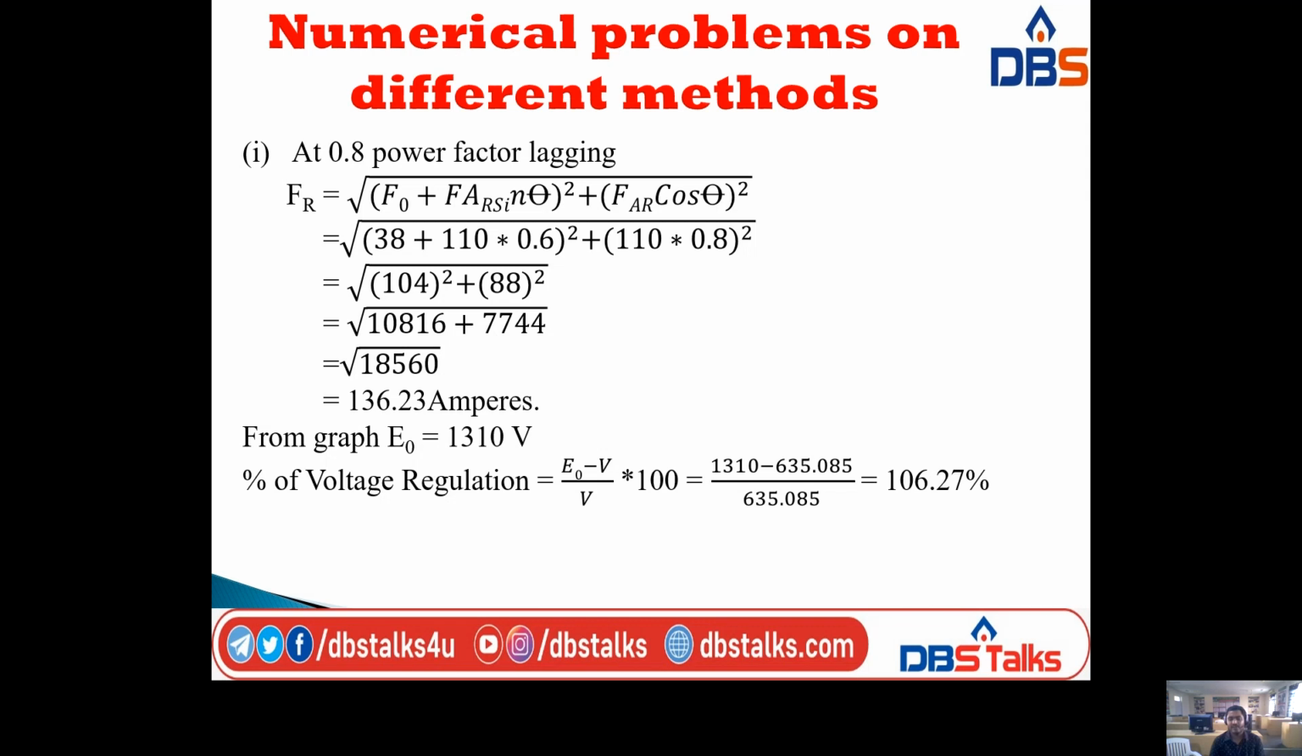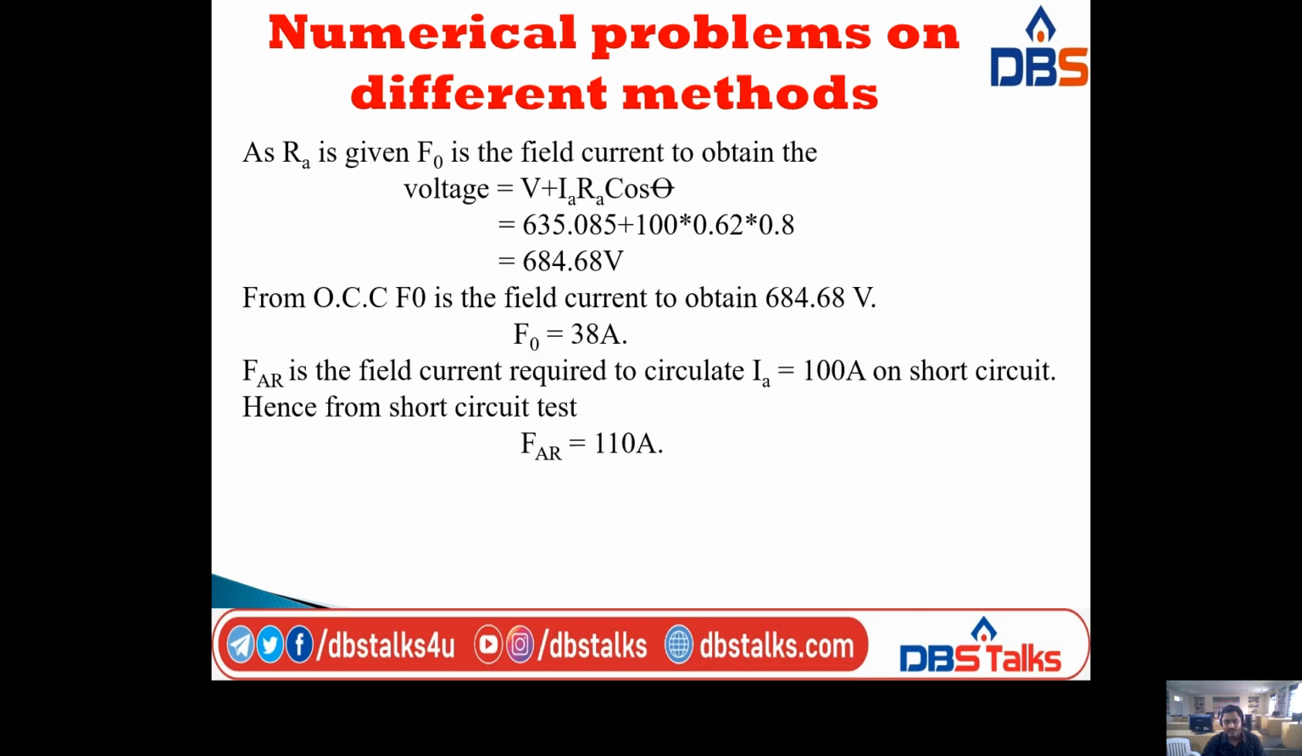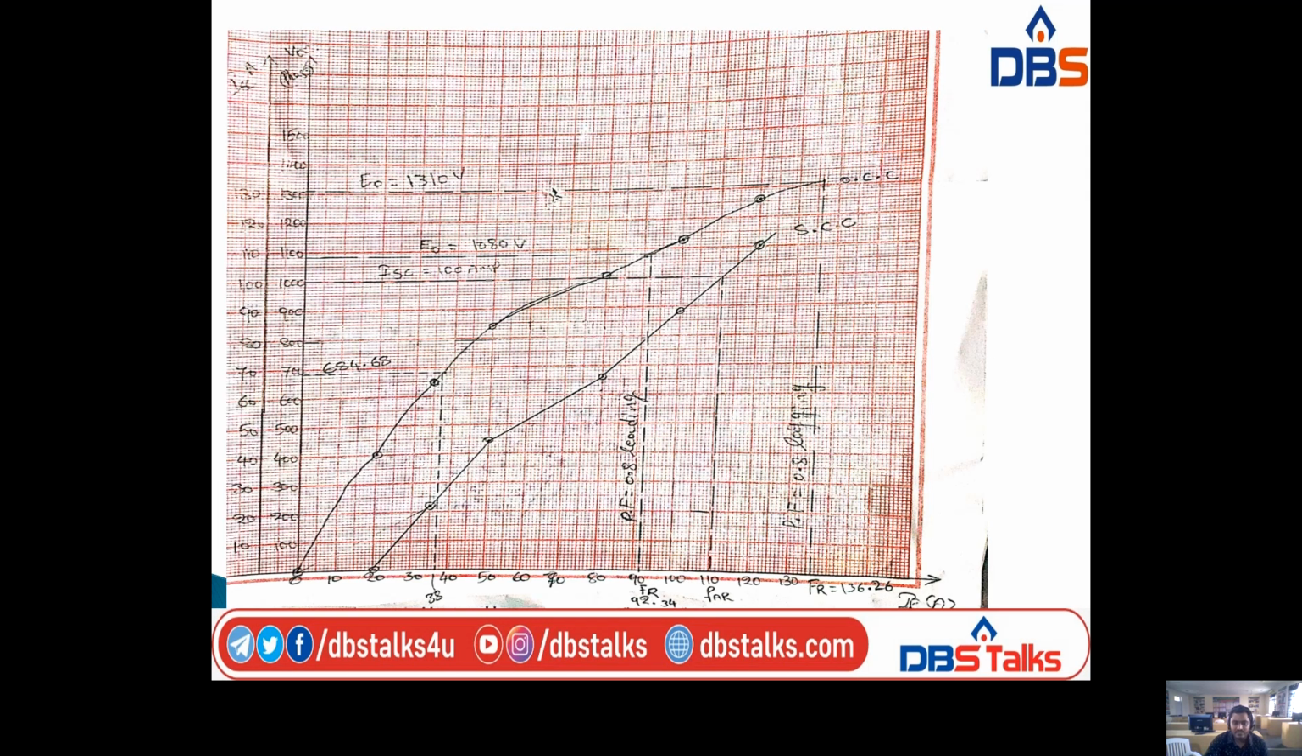Simplifying, we get phi, and substituting that into the sin function, sin phi is equal to 0.6. That's why I take 0.6 as the sin phi value, and the FAR value is 110 into 0.8. Finally we have the root of 38, the F naught value, plus 110, the FAR value, into sin phi, 0.6, whole square, plus 110 into 0.8 whole square. Simplifying this, we have the resultant field current, 136.23 amperes, and from the graph E naught is equal to 1310 volts. Coming to the graph, here it will have the 1310 volts.